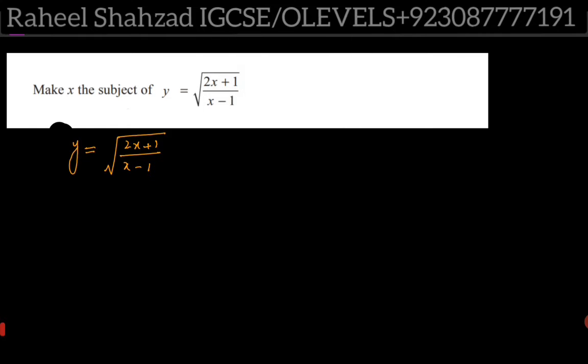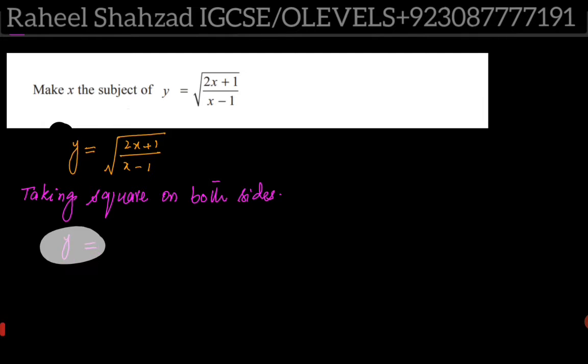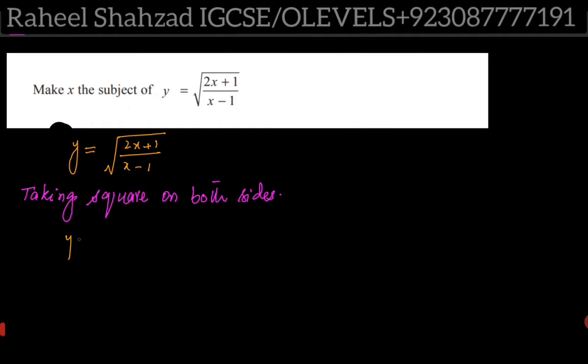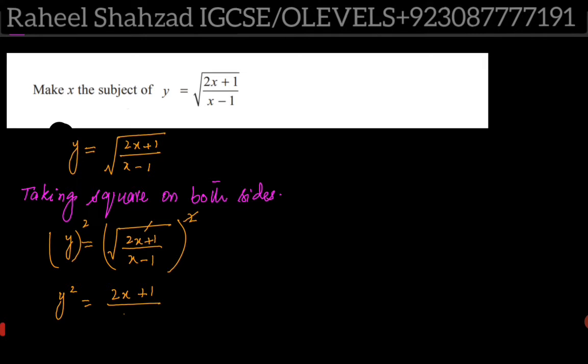to square root of (2x plus 1) divided by (x minus 1). So here you would be taking square on both sides. So when we take square on both sides, y is equal to under root (2x plus 1) divided by (x minus 1), right? And we are going to take square on both sides. This square will cancel this square root, so it is y square is equal to (2x plus 1) divided by (x minus 1). Now in this question we need to make x the subject.